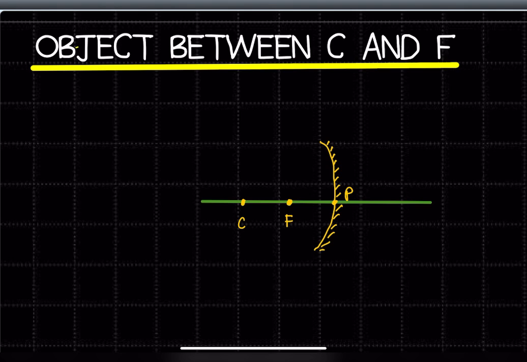Now what is the question telling? The question is telling that the object is between C and F. Where is my object? Object is between C and F. So let me keep my object here. If I keep my object here, then what will happen? Same. The rule is same.